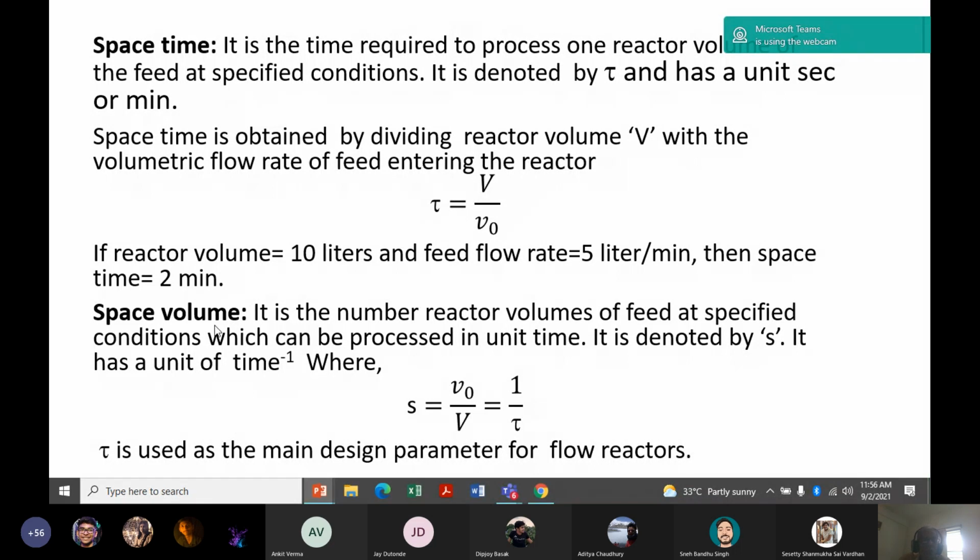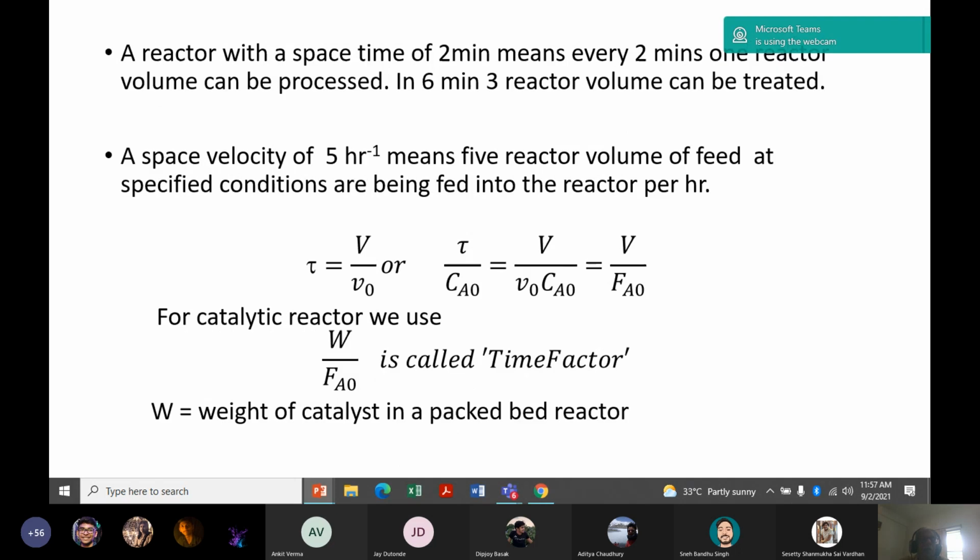And space velocity is equal to the reciprocal of space time, or V0 by V. It is the number of reactor volumes of feed at a specified condition which can be processed in unit time. It is based on per unit time. How many reactor volumes can be processed? So S has a unit of inverse time, and tau has a unit of time: second, minute, etc.